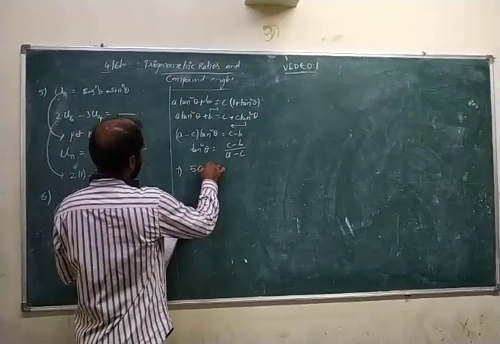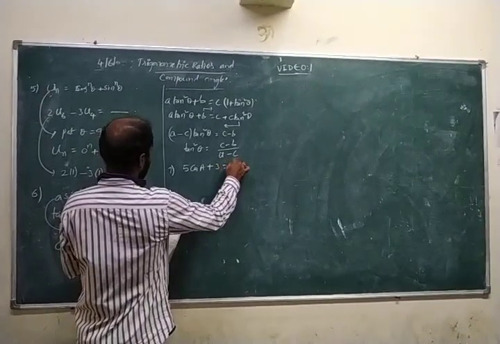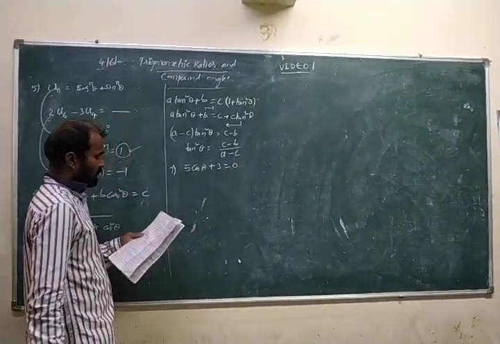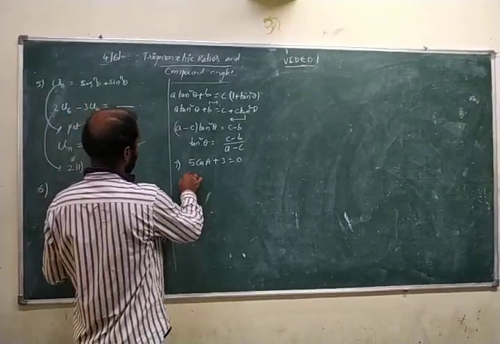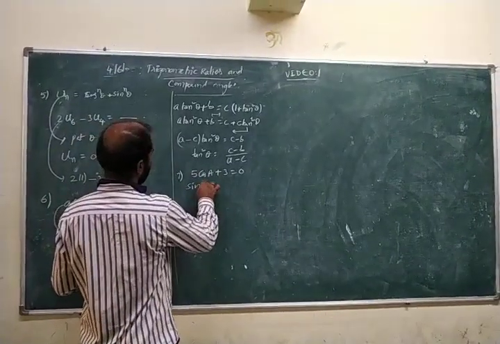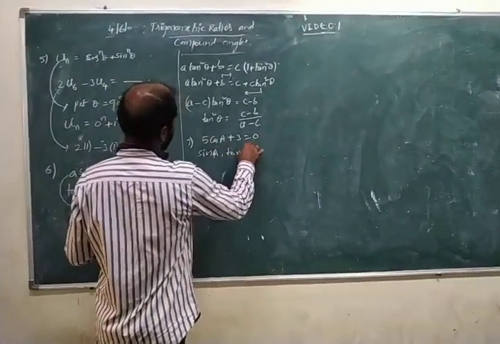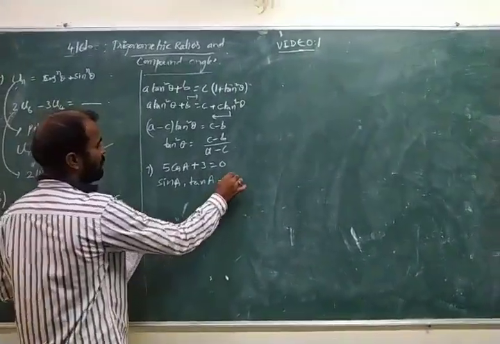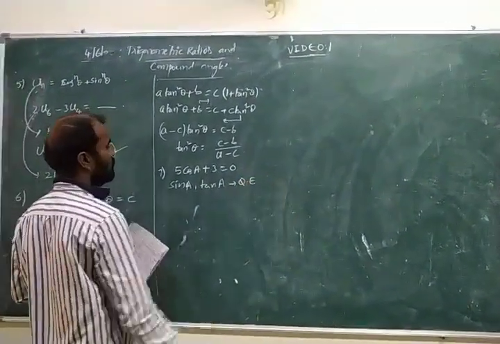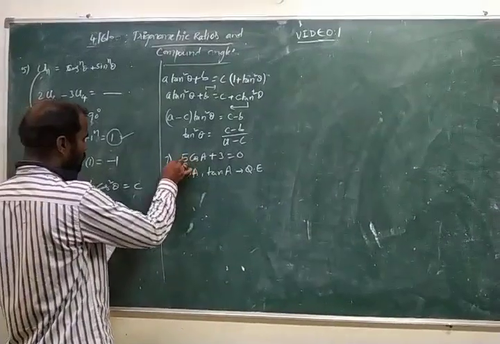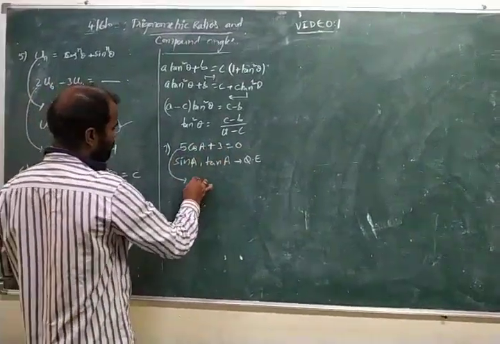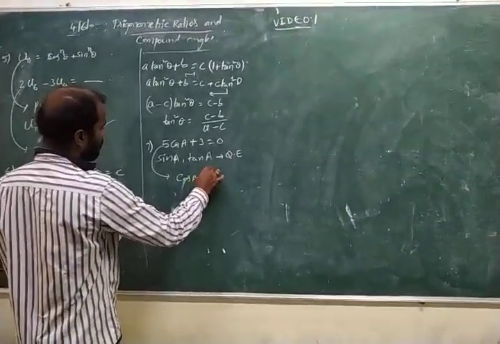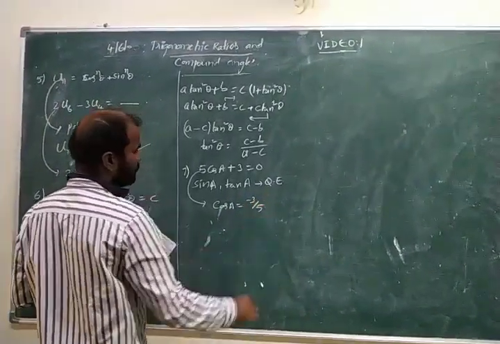5 cos a plus 3 equal to 0. Then the quadratic equation whose roots are sin a and tan a. The given condition is 5 cos a plus 3 equal to 0. From this 5 cos a equal to minus 3, cos a equal to minus 3 by 5.